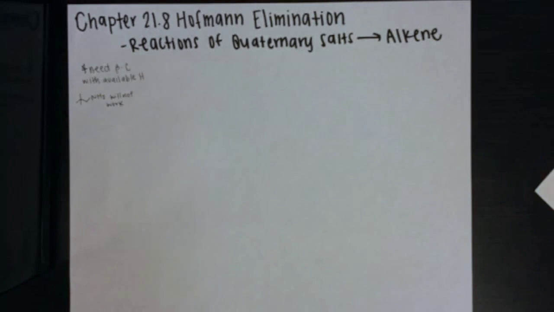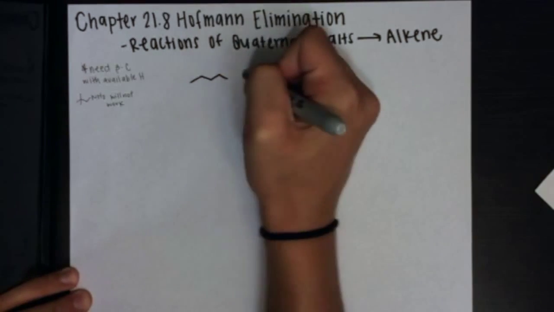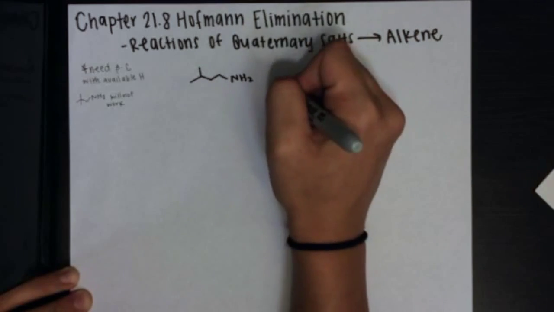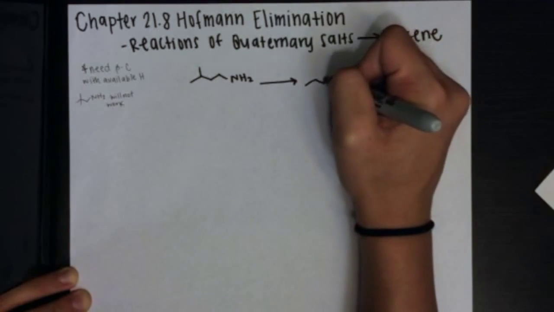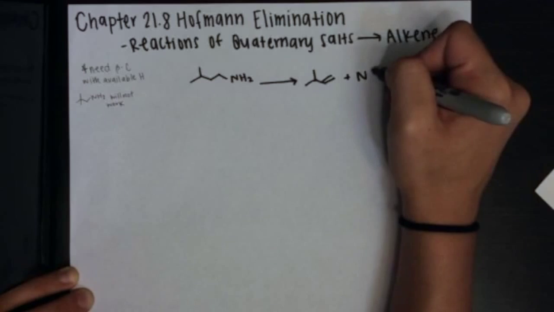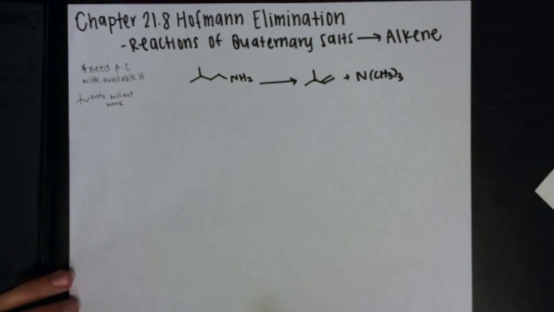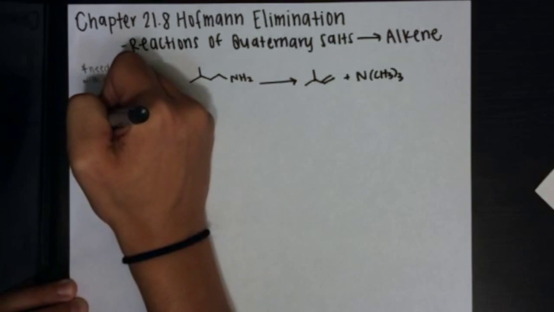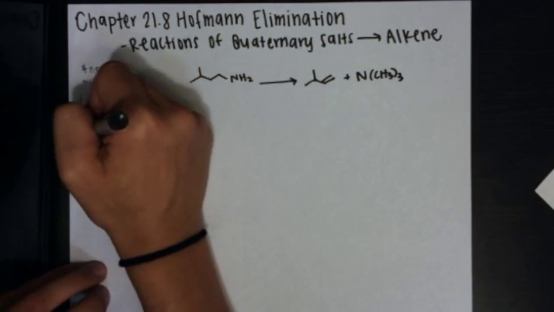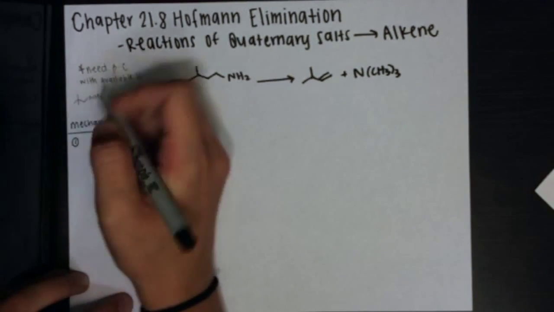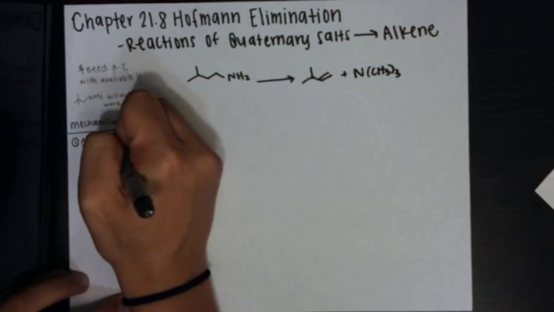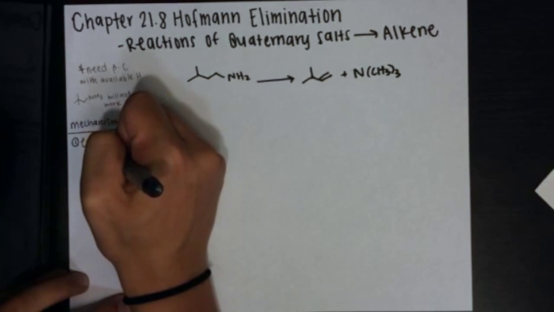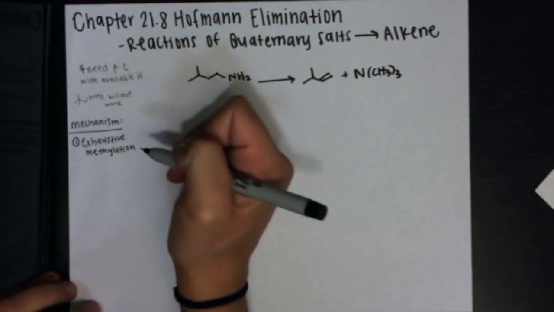A molecule like this, however, will work because there is a beta carbon with hydrogens available. And this will form an alkene and then a nitrogen with 3 methyl groups attached. So during Hofmann elimination, there are 3 major steps: the exhaustive methylation, and then a reaction with silver oxide and water, and then you add heat at the end.